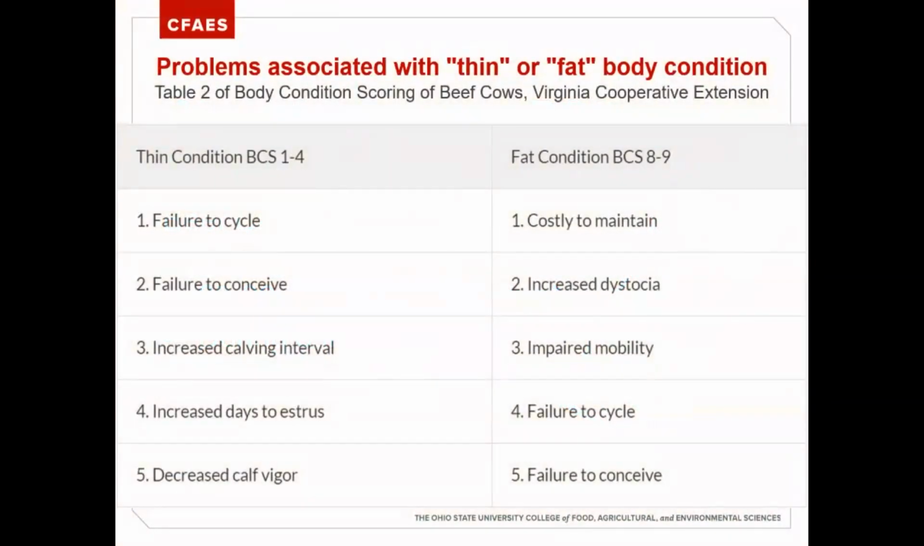Like with most things, too much or too little is not a good thing. We usually shoot for somewhere in the middle. This table shows the different issues associated with being too much one way or another on the body condition scoring scale. Failure to conceive is the most important factor contributing to the reduction of calves and is a problem associated with both thin and obese beef cattle.